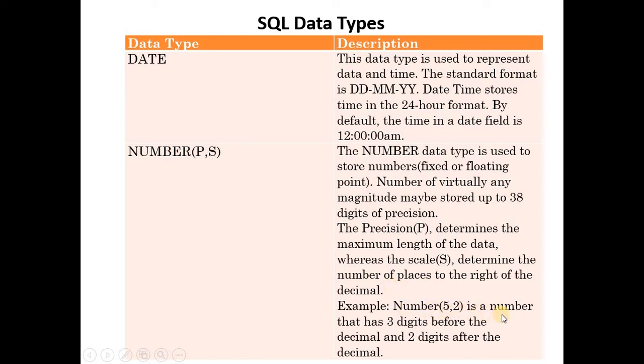Number 5,2 is a number that has 3 digits before the decimal and 2 digits after the decimal. Thus, 3 plus 2 will be 5. That is, this 5 is the maximum length of the number, whereas 2 is the number of digits that should be after the decimal point, right? So this number can at max hold 999.99 and not more than that, because 3 digits before the decimal and 2 digits after the decimal, right?